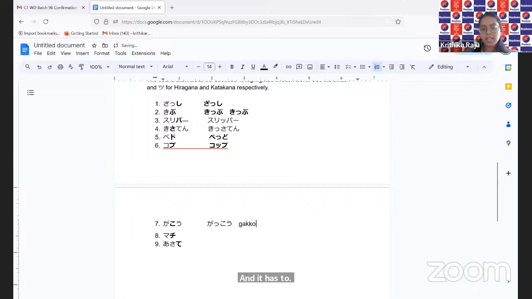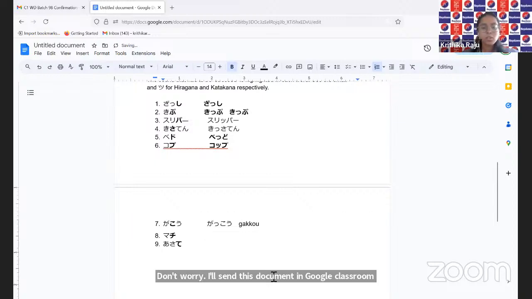Okay, so G-A-K-K-O-U. Don't worry, I'll send this document in Google Classroom so you can check your answers afterwards or go through it whenever you want. The 8th one is a katakana word, a borrowed word. Gakko is school.